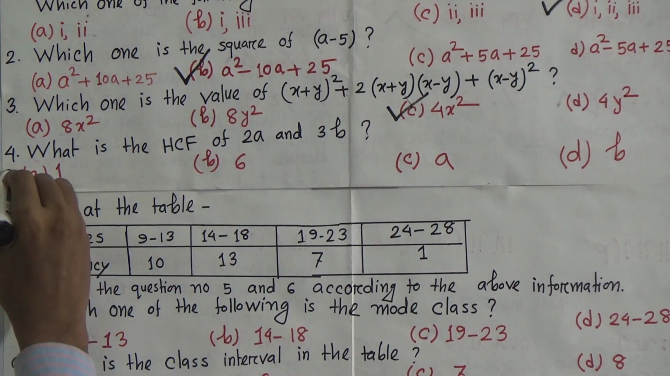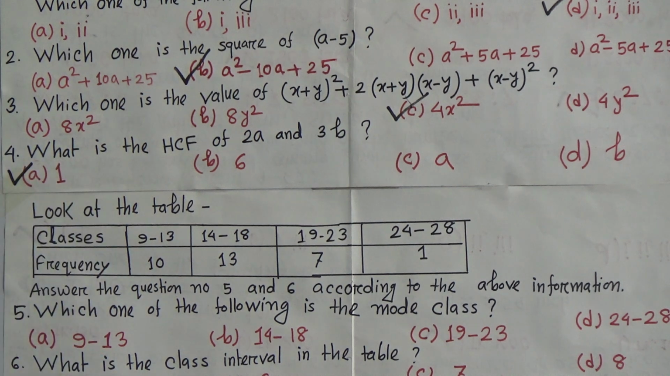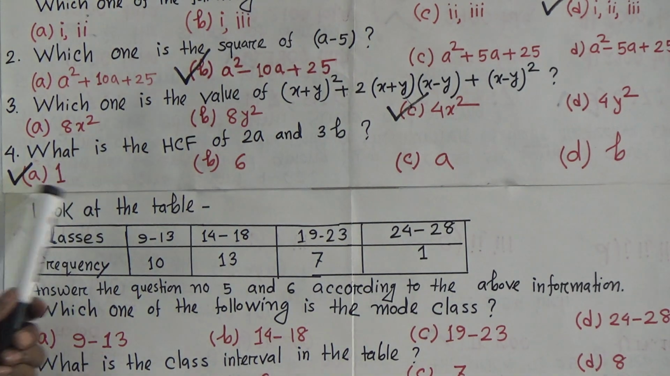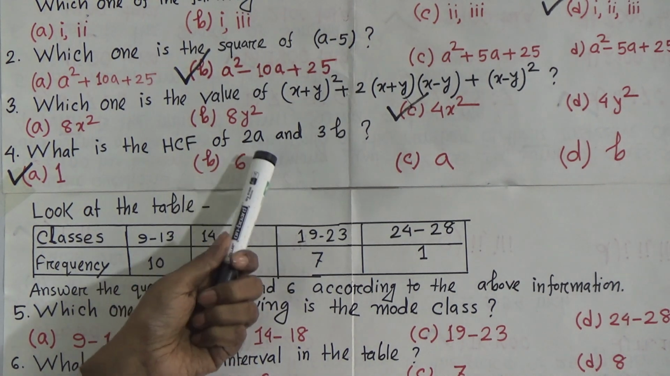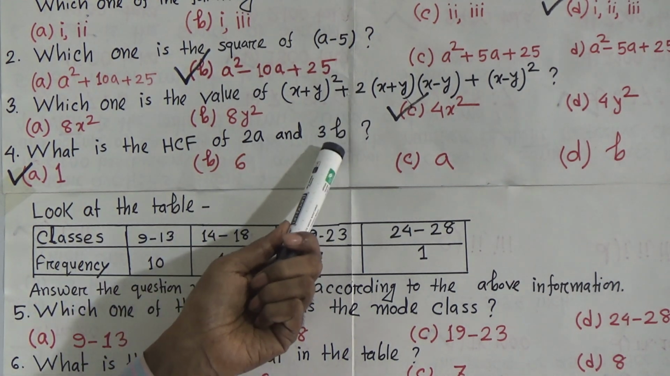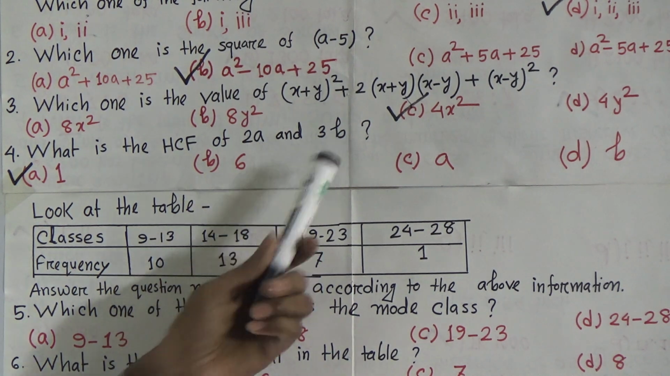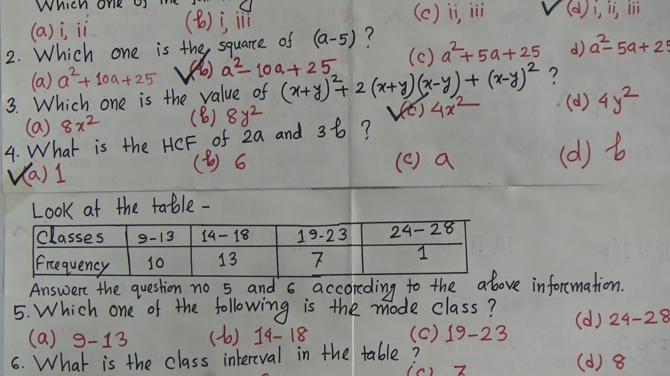That means 1. So our answer will be A. Okay, you see there is no common factor. Here is 2 and here is 3, no common. So by default, in these two terms only 1 is common.